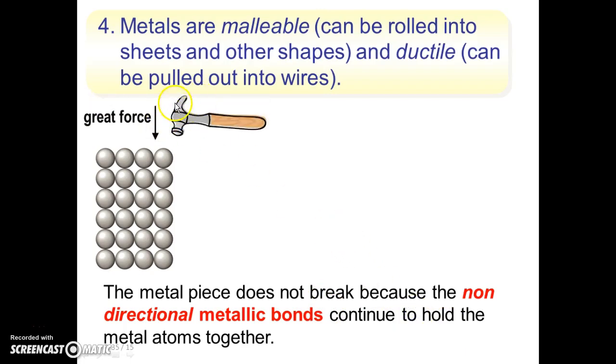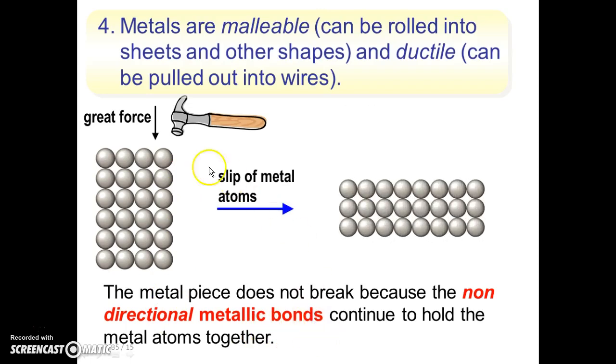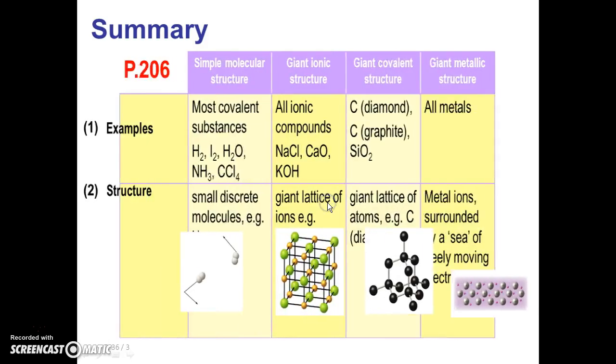When a great force hits the metals, the electrons can slide. So the atoms move, but at the same time the electrons also move. The metallic bonds do not break. That's why metals can change shape easily without breaking the bonds.